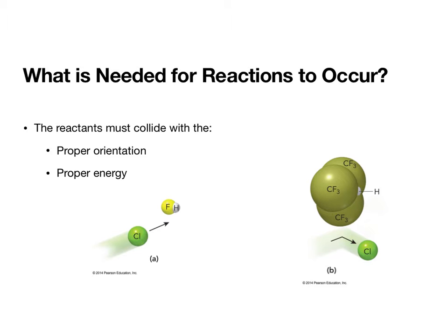So if we have HF plus Cl goes to form HCl plus F. For this reaction to occur, our chlorine must collide with this H. And since this HF is small, there are a lot of orientations of the HF that can occur while still allowing the chlorine to find that H and undergo the reaction.